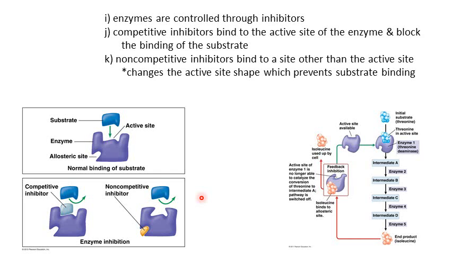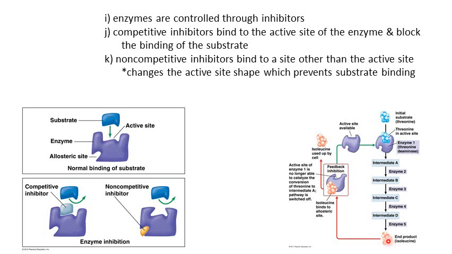Now, there's also another way in which enzymes are controlled, and I want to show you. Here's a pathway that illustrates threonine, which is a type of amino acid, being converted into isoleucine, another kind of amino acid. So threonine binds to an enzyme called threonine deaminase, and threonine is converted into an intermediate, which is acted upon by a second enzyme, which converts the first intermediate into a second intermediate, which is acted upon by a third enzyme, and so on until the final product, isoleucine, is produced.